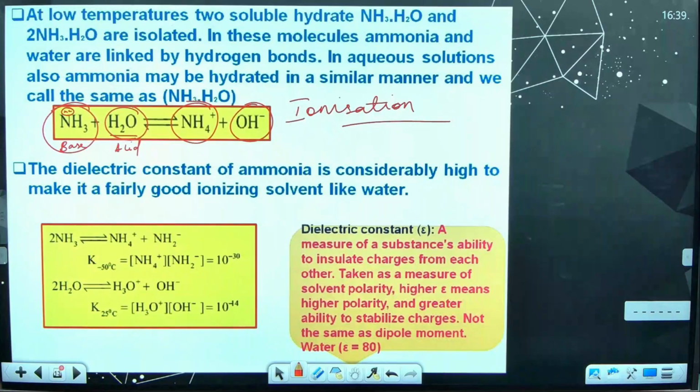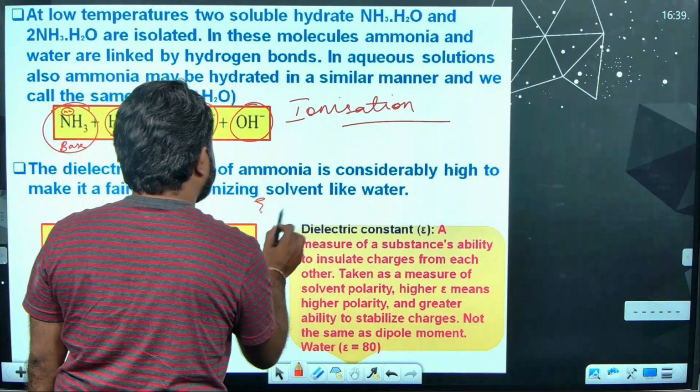Ammonia is getting ionized. You see that ammonia has a high dielectric constant. Dielectric constant is given by epsilon.